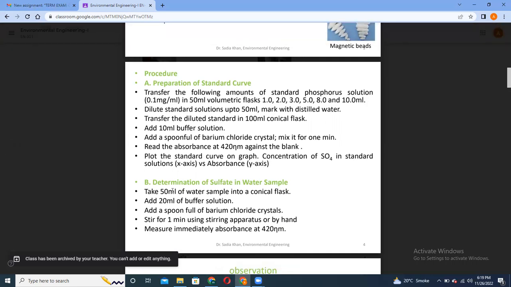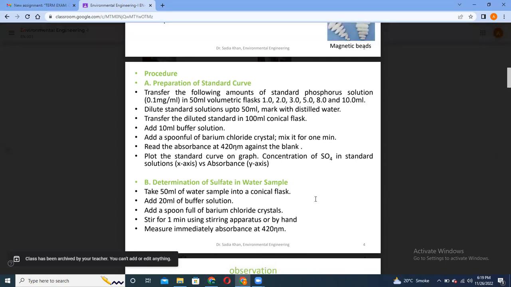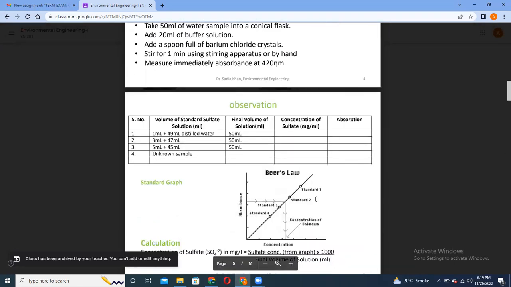Then, determination of sulfate in the water sample. Take 50 ml of water sample into a conical flask, add 20 ml of buffer solution, add a spoonful of barium chloride crystals, stir for 1 minute using a stirring apparatus or by hand, and measure the absorbance immediately at 420 nanometers.